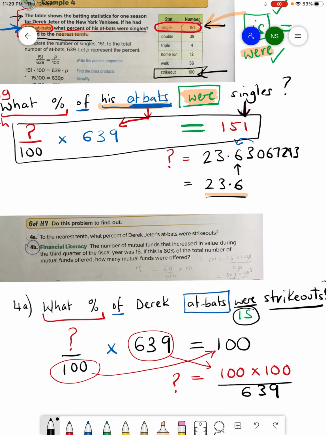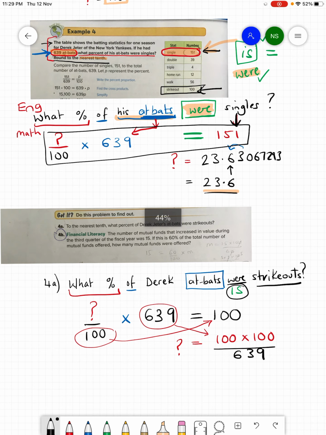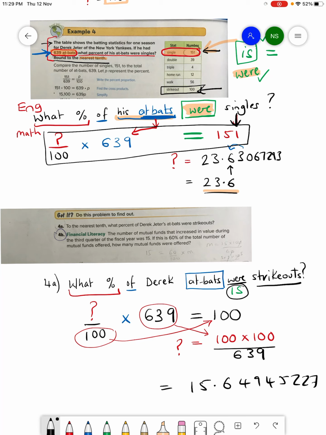So 100 times 100 divided by 639. Your answer will be... Now again, we need it to the nearest tenth, so be careful with this. Your full answer will be 15.64945227. Did you get that as well on the calculator? If not, go back and check. Now we want it to the nearest tenth, so we want this digit. We're going to look at the next digit. It's a 4. Does it change it? No. So we keep our answer as 15.6. Okay. That was question 4A.